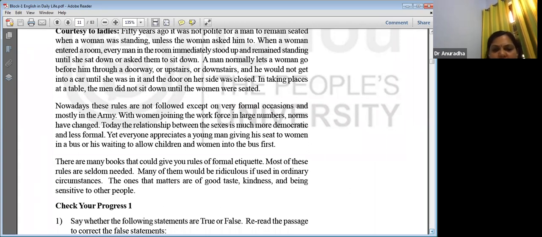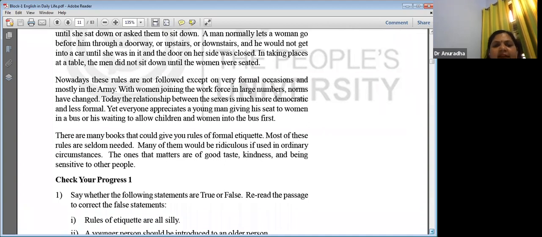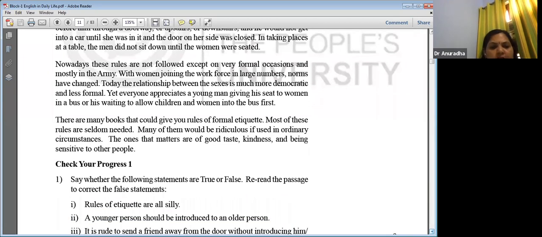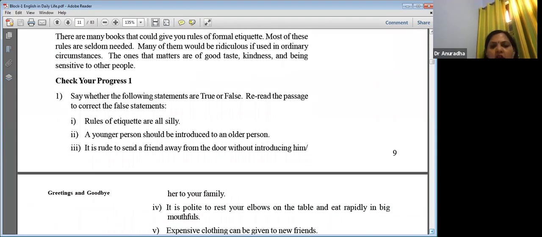Today the relationship between the sexes is much more democratic and less formal, yet everyone appreciates a young man giving his seat to a woman in a bus. It is just out of courtesy that they do it. Okay, so now you can check your progress.